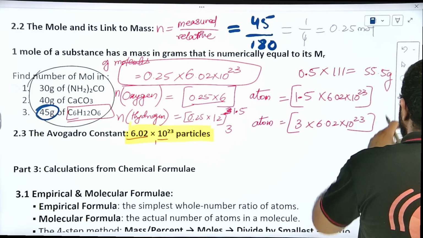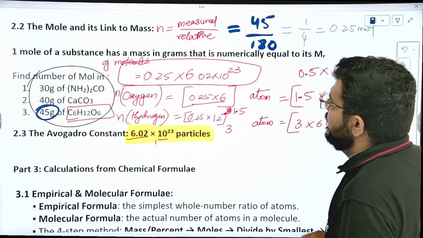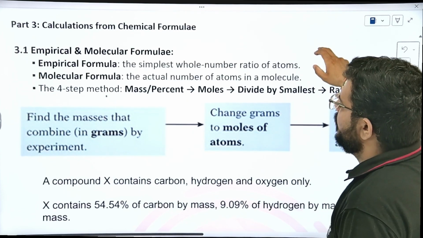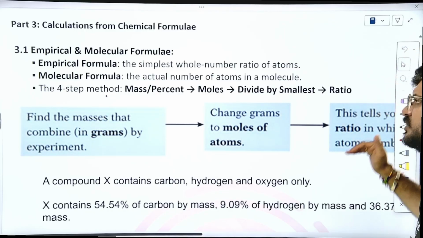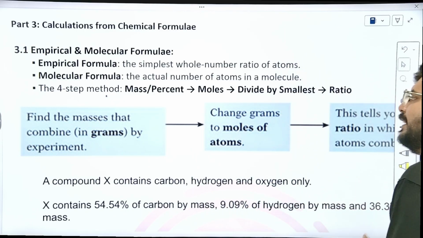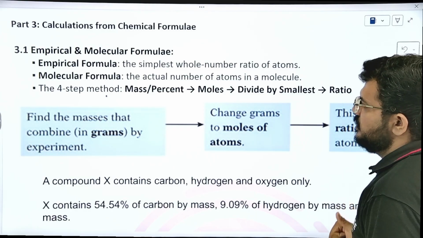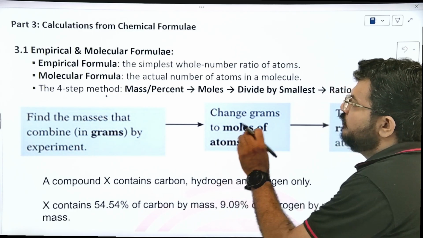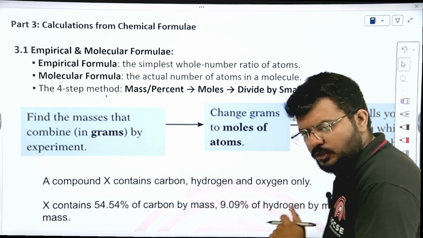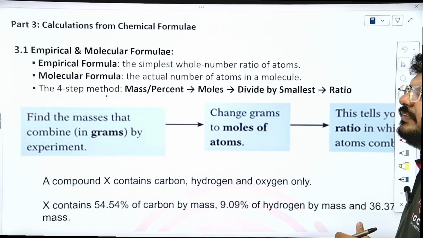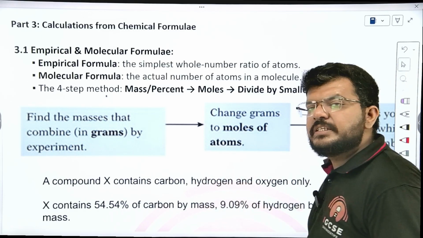Now, if that all is clear, let us understand calculations from chemical formula, in which I am also going to show you that moles may or may not be conserved. So what we have here is, we will first understand empirical and molecular formula, and after that we will reach a point where we will be able to take equations and then answer them.